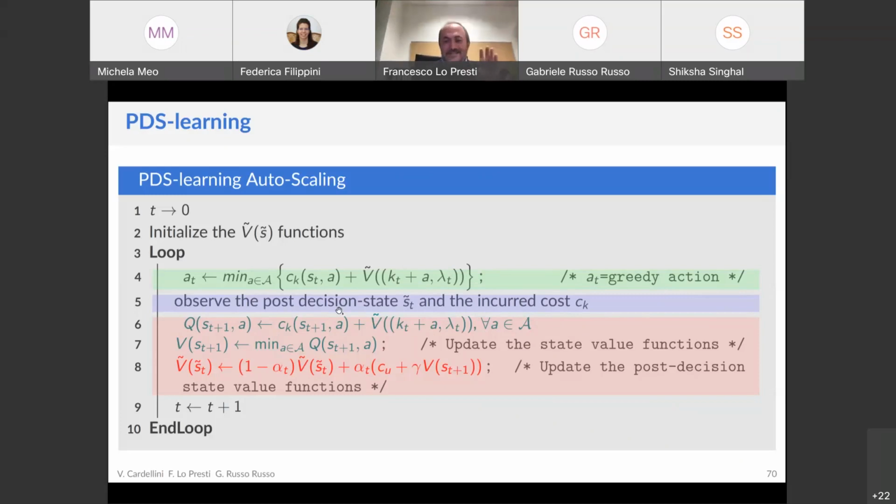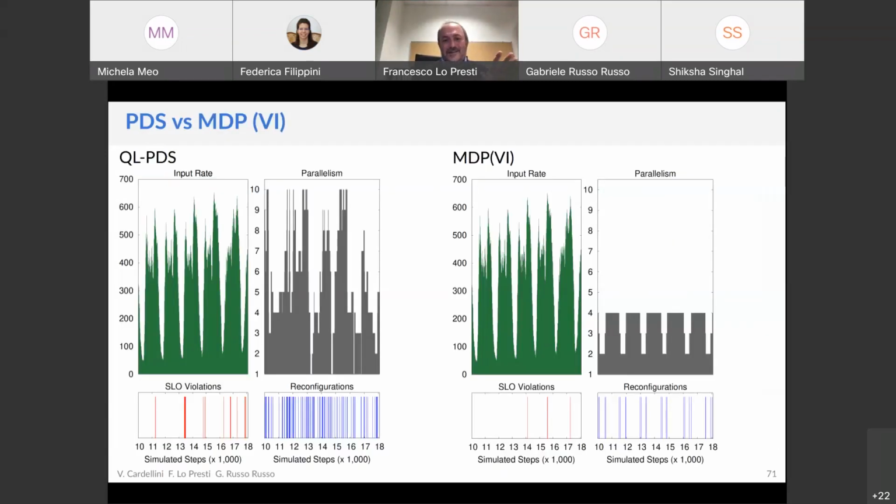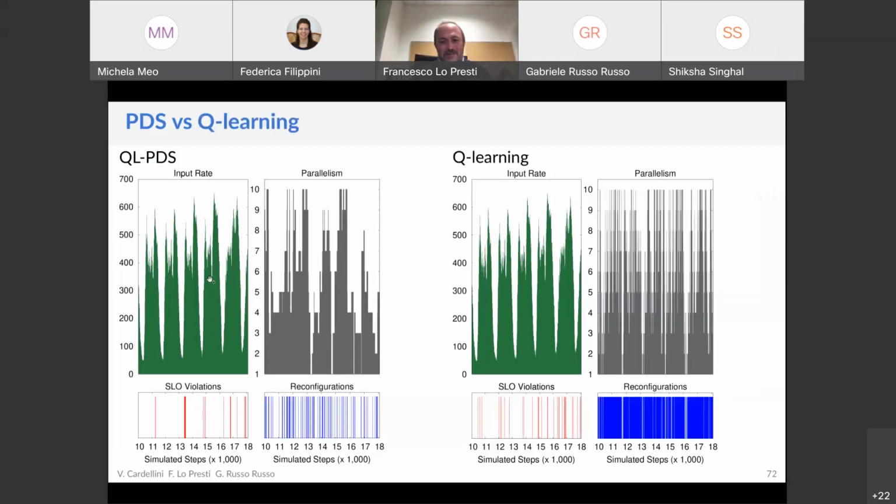What is nice is that this is very simple, and it performed much better than Q-learning. This is actually what we got. If we compare with MDP, it's still quite ugly to look at, but if we compare with Q-learning, it's getting much better. If we look over a horizon much longer than this, we can see that they perform much better with very little complexity.